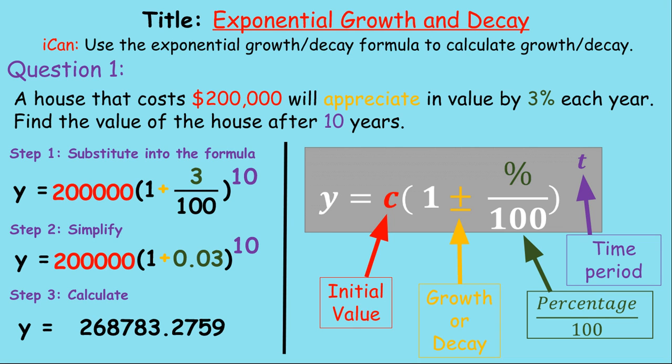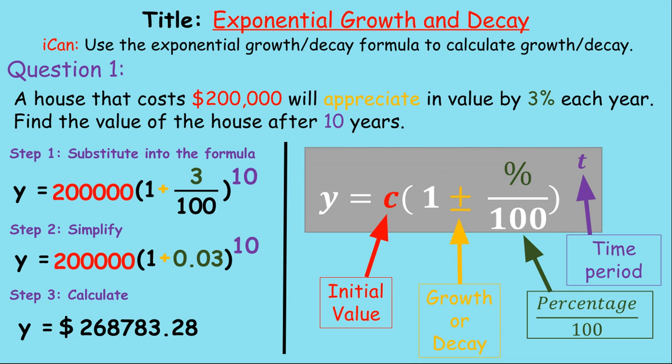268,783.2759. Now, we can't have an answer like that because the cost of a house is in dollars. So we need to round it. We can't have the 2759, but we can round the 0.27 to 0.28 because it was 59. And now we've got an answer. That's the value of the house price after 10 years.